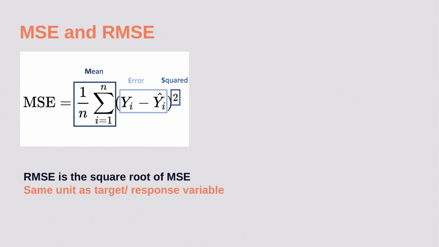These are also called residuals. Mean squared error, or MSE, is measured in the square of the response variable's units. So if we are predicting something like, say, meters, the mean squared error will be meters squared. To bring it back to the original units, we take the square root of the MSE. This gives us the root mean squared error, or RMSE, which is easier to interpret because it is in the same unit as the response variable.